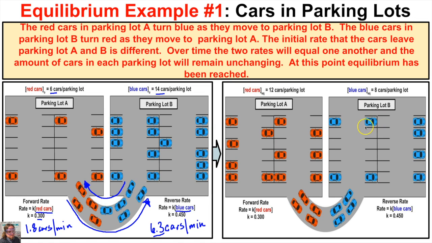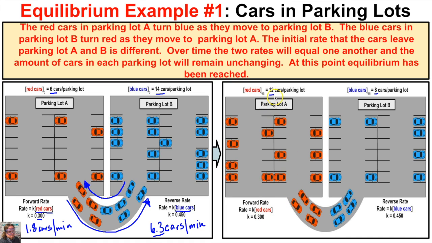If we take a look at the right hand side, we'll see that if this same trend happens over a certain amount of time, what will end up happening is that the concentration, or the number of cars that are in parking lot A, will level off at 12, and the number of cars that are in parking lot B are going to level off at 8, and these will remain unchanged because the rate that cars leave parking lot A and enter parking lot B, and the rate at which cars in parking lot B leave and enter parking lot A are going to equal one another. And if we take a look, we can see that's the case.